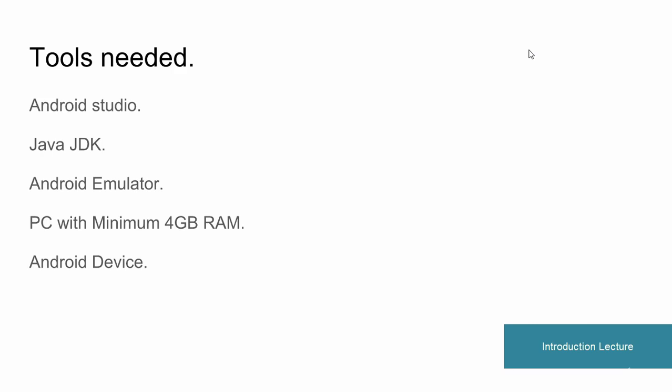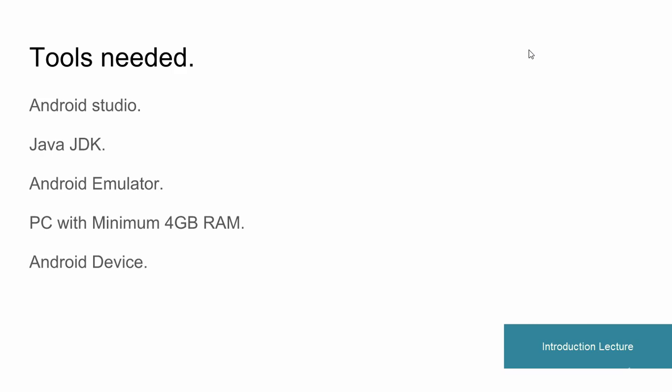Now after Android Studio, one more thing which is required is going to be the Java JDK, and we are going to connect the Java JDK to Android Studio so that we could develop applications and we could run them. Then finally, in order to actually run our applications, in order to test them, we are going to use an Android emulator which is inbuilt in Android Studio, which we'll be using in order to run our applications and to test them.